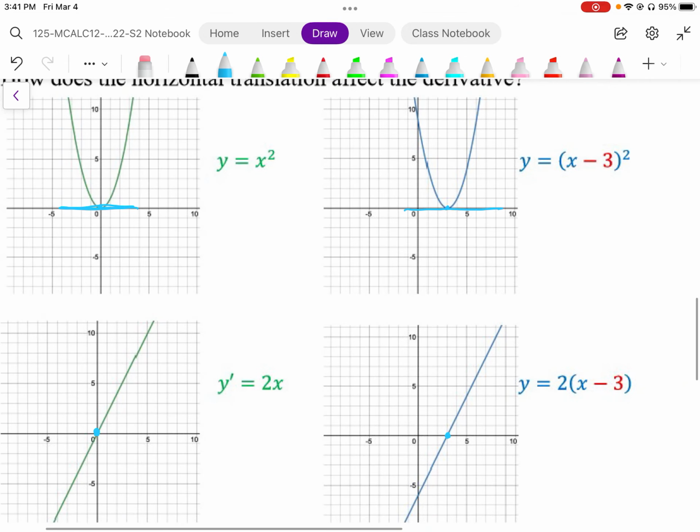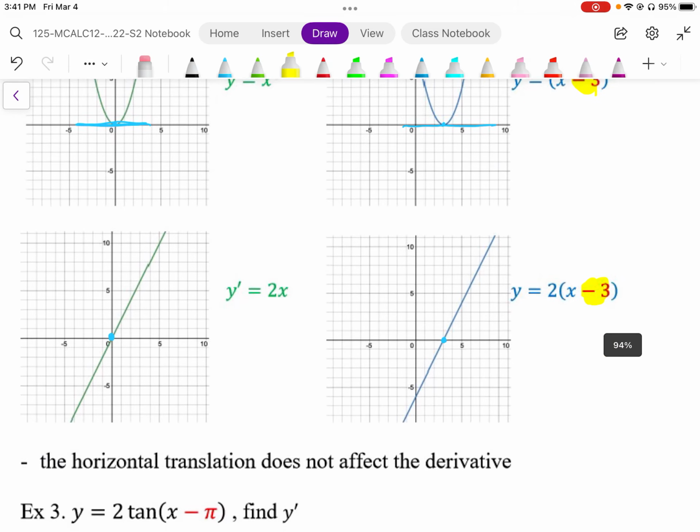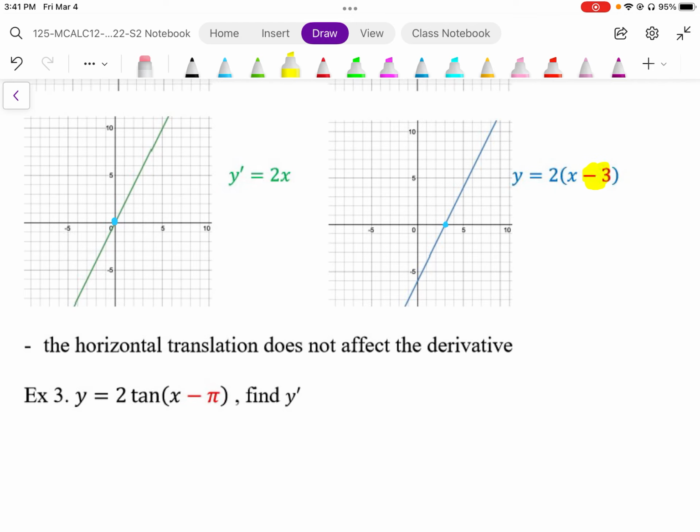So if I have a horizontal shift in my original function, as long as I keep track of that horizontal shift, this minus 3 in the original function, I just have to keep track of that minus 3 in the derivative function, and that will allow us to accommodate that horizontal shift. The horizontal shift doesn't change the shape, so it doesn't affect the actual differentiation, but we do have to keep track of that in our derivative. So in general, the horizontal translation does not affect the derivative. We just have to keep track of it.